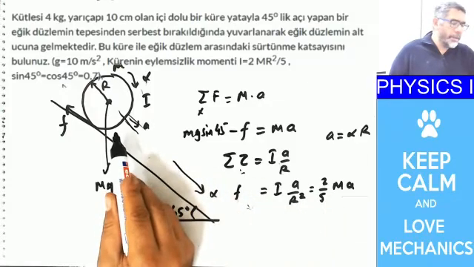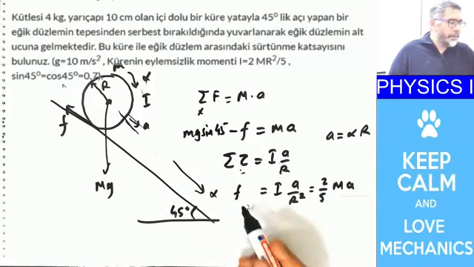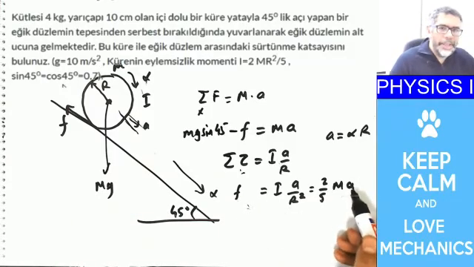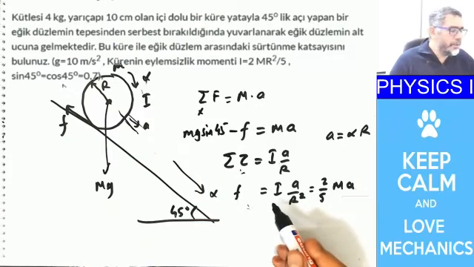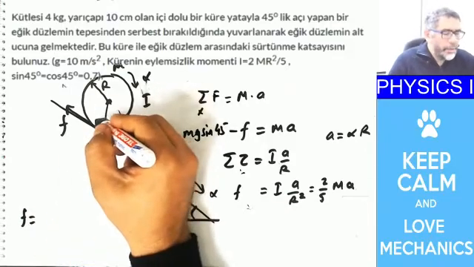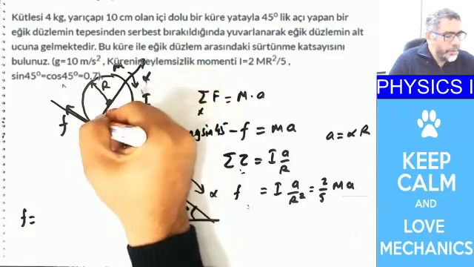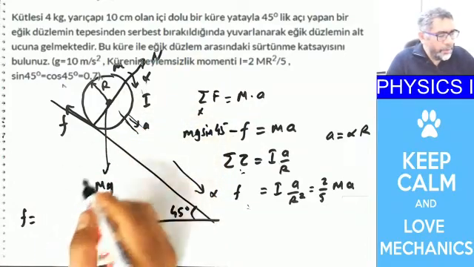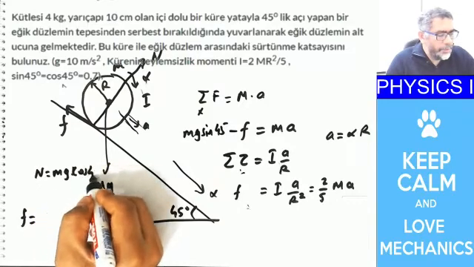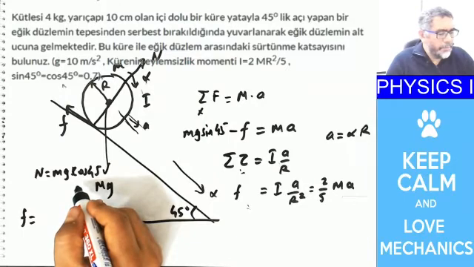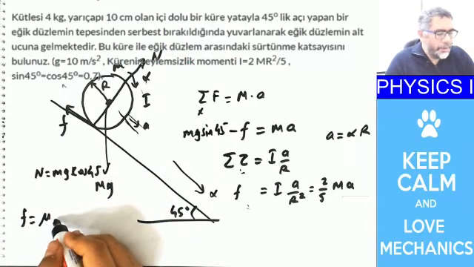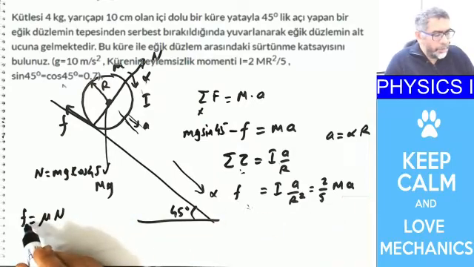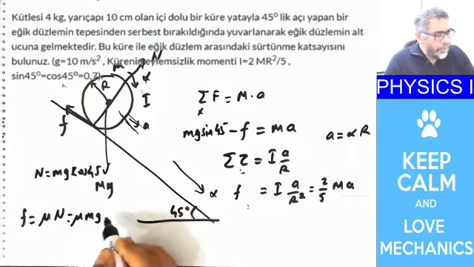But the problem is asking me about the coefficient of friction. So let's first find out what A is, because without finding A, I cannot find the coefficient of friction. The frictional force and the normal force that the surface is applying on the solid sphere, which is just mg cosine 45, this is something you know from chapter 5, okay? So the frictional force is just the coefficient of friction multiplied by N. On the other hand, the frictional force, apart from this equality, is equal to mu times mg cosine 45.